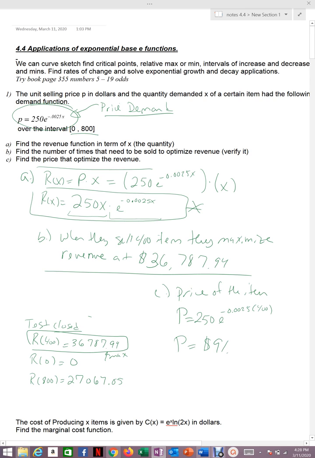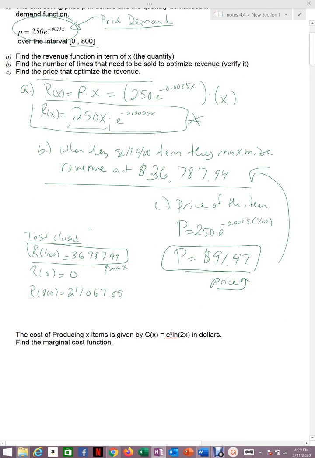Alright, so the price comes out $91.97. And so if we set the price at, whatever our item is, we set it to $91.97, the demand should be 400. When the demand is 400, I maximize. And so again, it makes the magic happen.